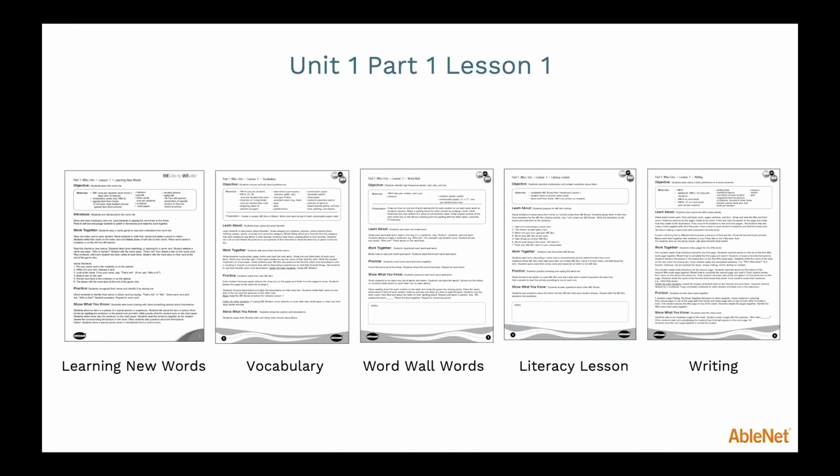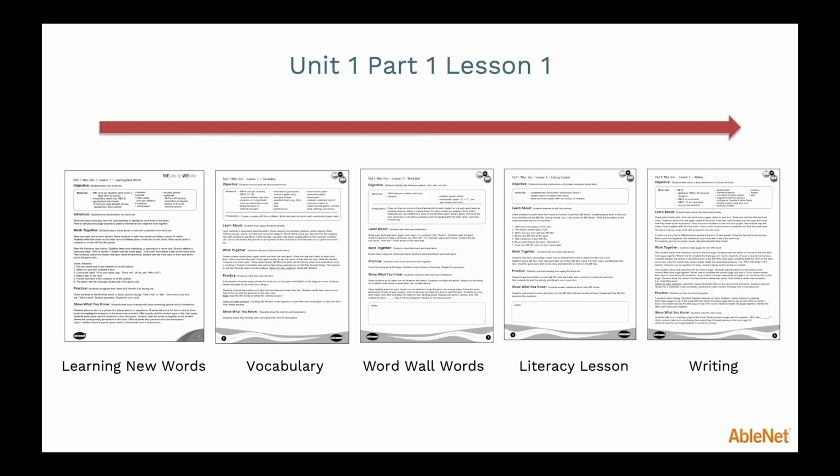Looking at the 5 pages of the lesson now, on the first page of the lesson is the Learning New Words lesson. The objective for Unit 1, Part 1, Lesson 1 is Learn the word me. Page 2 is vocabulary. During this lesson, students choose and talk about preferences, reinforcing and making meaning to the vocabulary word me. Page 3 is the word wall words lesson. In word wall words, students learn to identify high-frequency words.